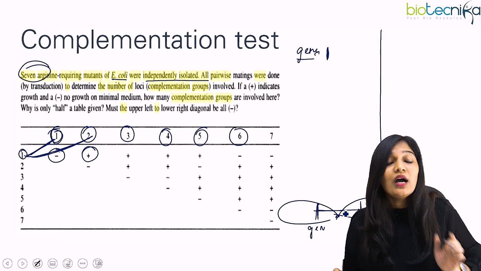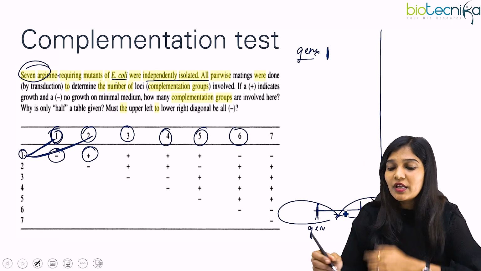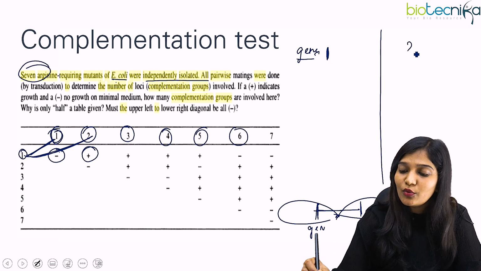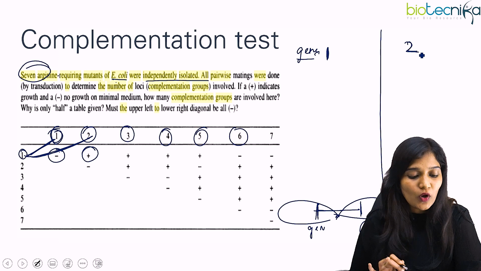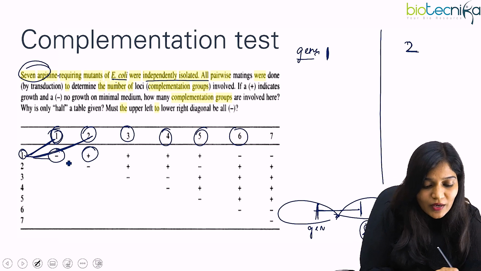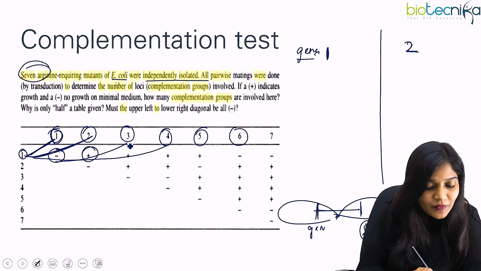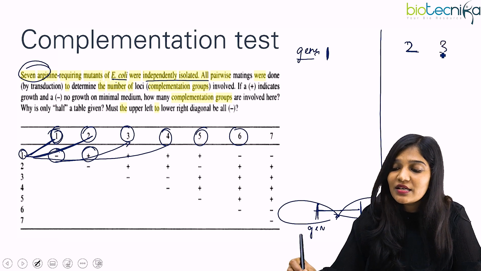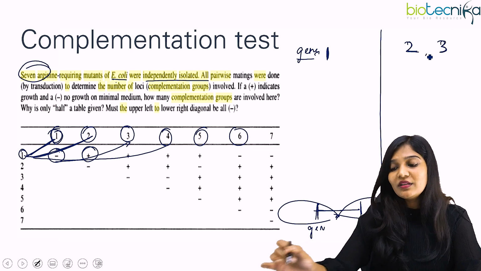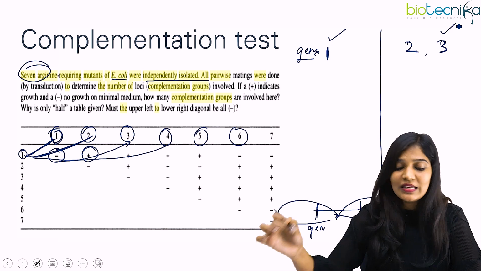Then only you have crossing over, right? That's what we are talking about. So 1 is in one group and 2 is in one group. That's why there is going to be complementation. Let's talk about 1 with 4, 1 with 3. Again positive, so 3 is in a different group. So I'm writing 2 and 3. So 1 is in one group, 3 is in one group.